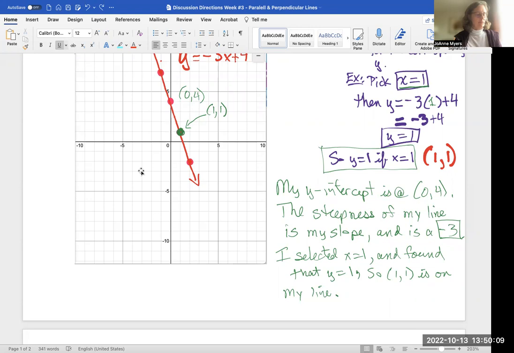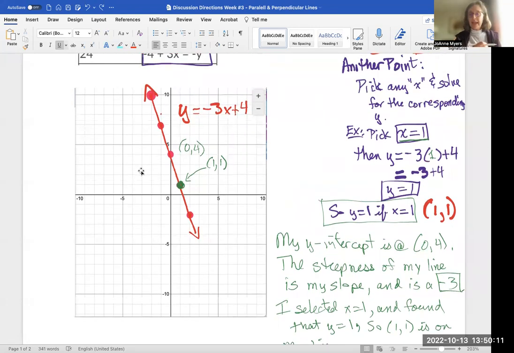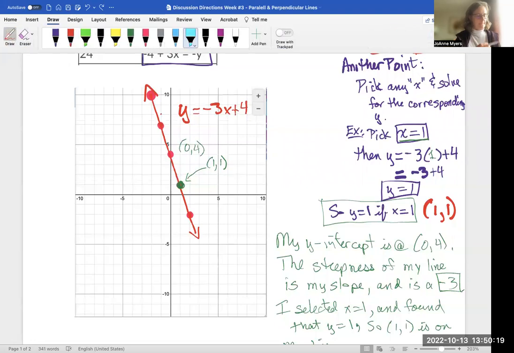Another way to do this last part is to say, looking at my graph, if my slope starting at the point 0, 4, with a slope of -3, that means my vertical change is -3 divided by the horizontal change of +1. So I can go down 3 and to the right 1, and that would also get me to another point on my line, which is 1, 1.